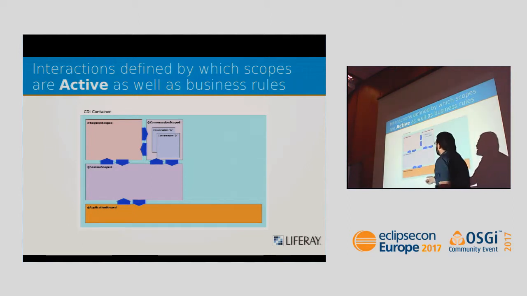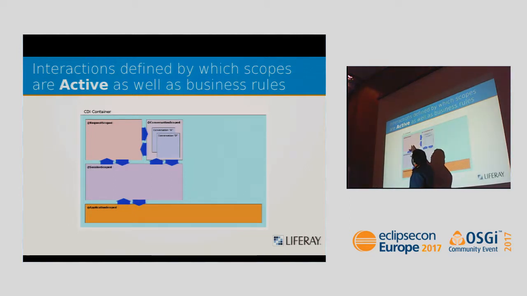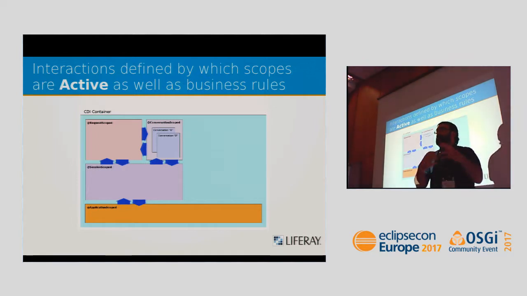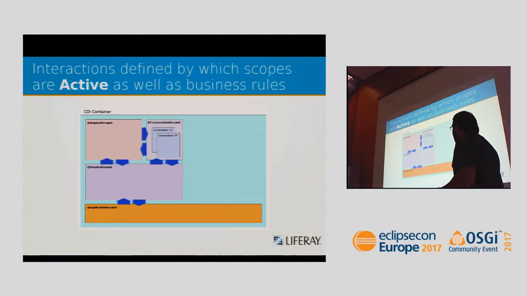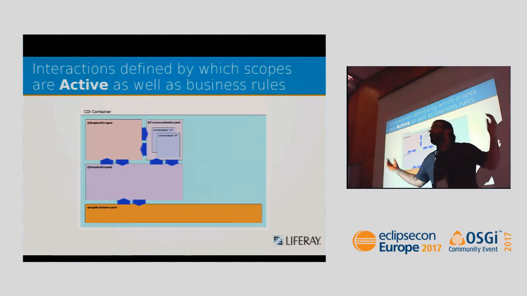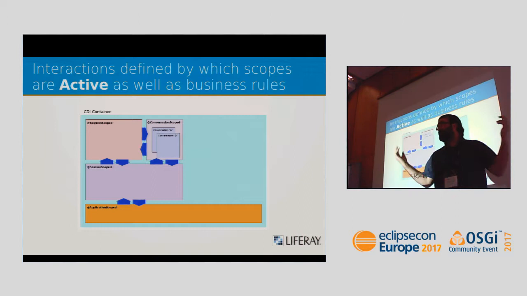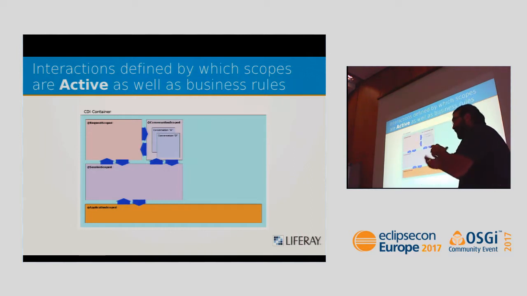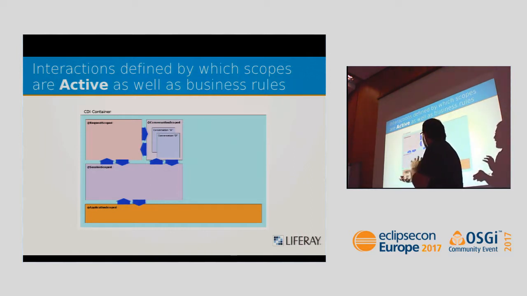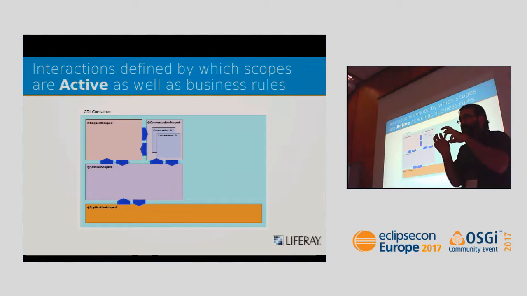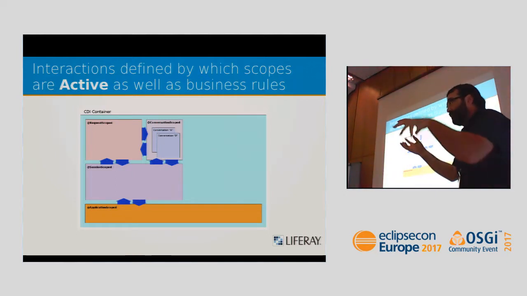In order for an object from the request scope to observe the application scope, there must be an active application scope. The business logic that rules the application scope says, I'm always active. But the session scope might not necessarily be active at that moment because there's no session. So there are business rules that control when these different scopes can see each other, or which instance of these scopes can see each other.